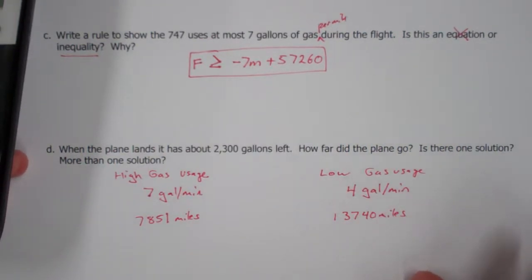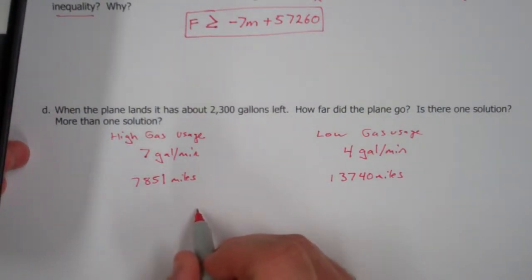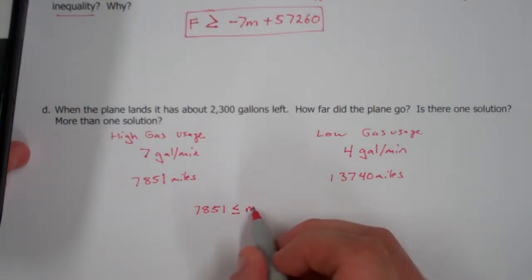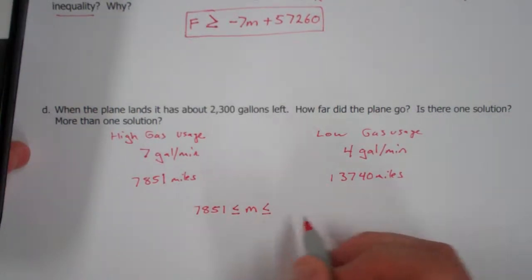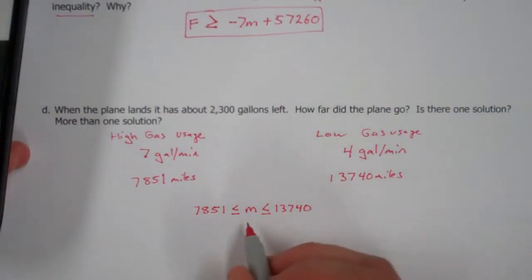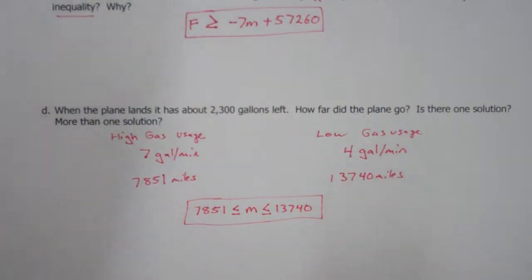We're going to write an inequality for this, though, because the answer could be really anywhere in between here. So we're going to start with our lower number here, 7,851. And it could be less than or equal to m, the variable we used before, so we'll stick with that. We've already defined it. And then m could be less than or equal to 13,740. So anywhere in the middle here, we're good to go if the plane had a different usage rate between 4 and 7.